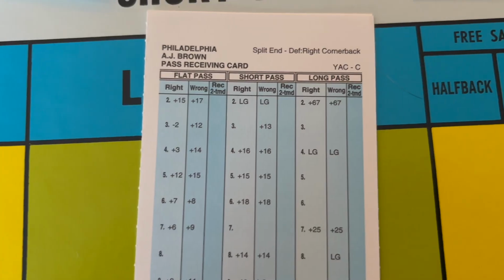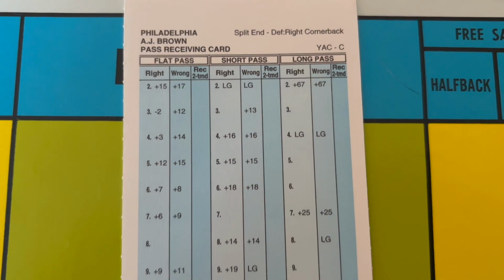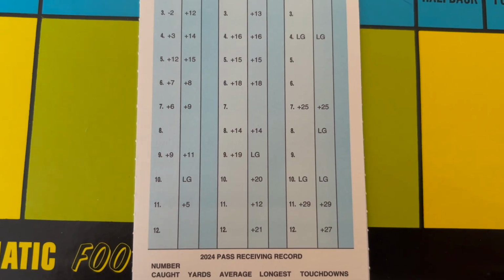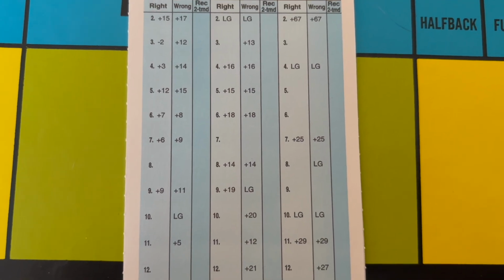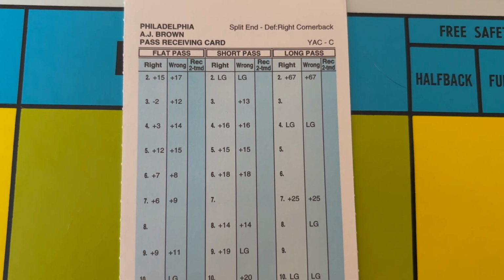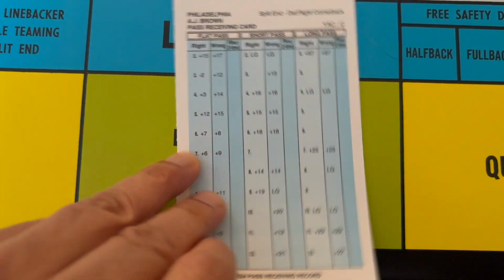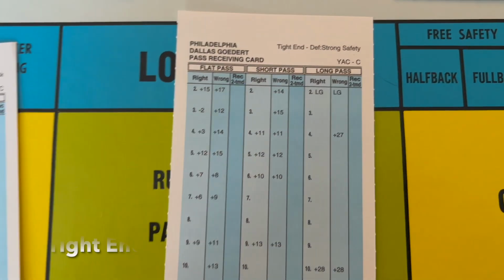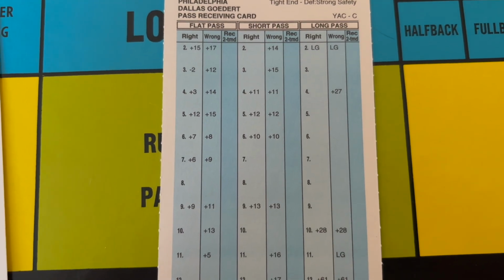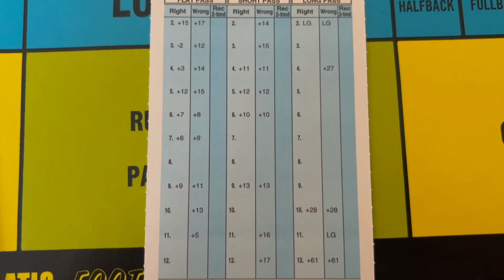And the split end, AJ Brown, yards after catch C also. He's also a top tier catcher. And he looks to be like a deadly force at the long pass. The Eagles got very good receivers. And the tight end, Dallas Goedert. He also has a yards after catch of a C. And he's a pretty decent receiver, probably a tier 3 receiver.